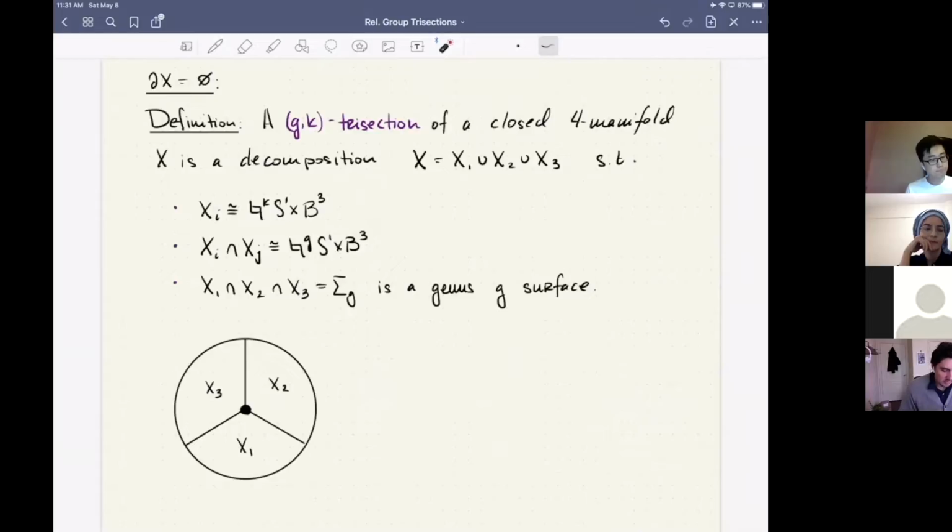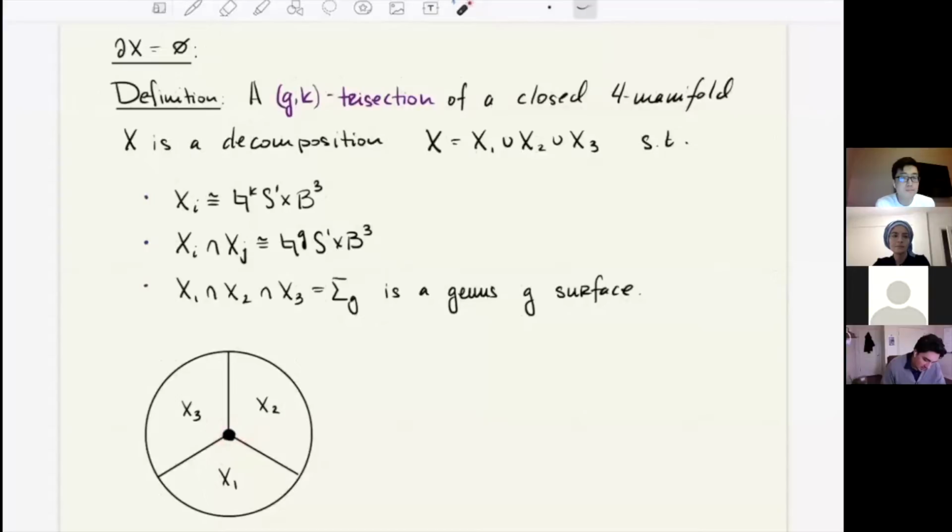So we're going to start off with the definition of a GK trisection. We have a closed smooth four manifold, and we decompose it into three pieces. And each of the pieces is diffeomorphic to k copies of S1 cross B3. So that's like a four-dimensional wedge of circles, right? And which is right here in this little schematic, is a genus G surface.